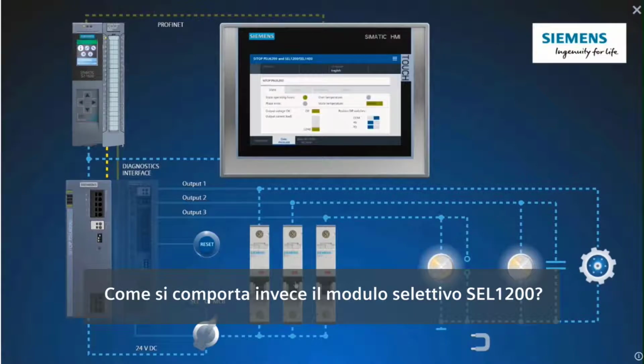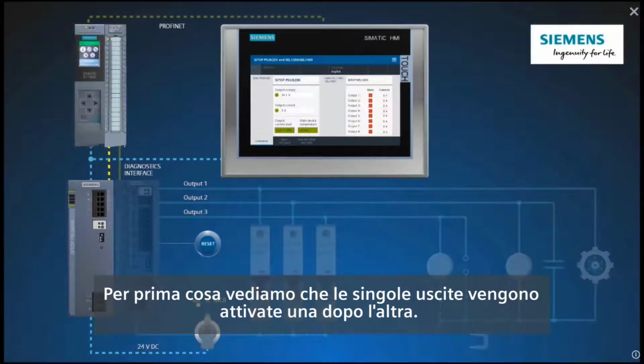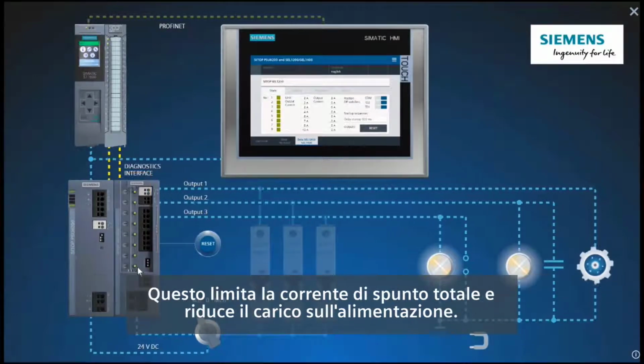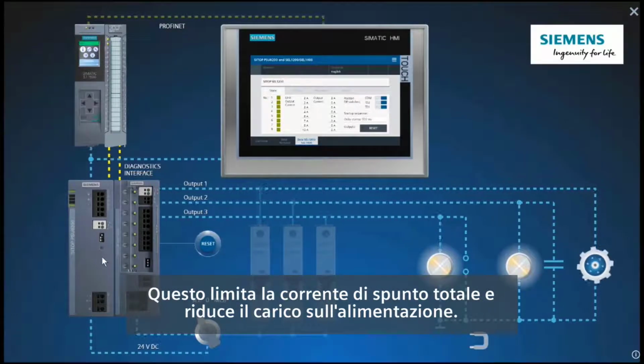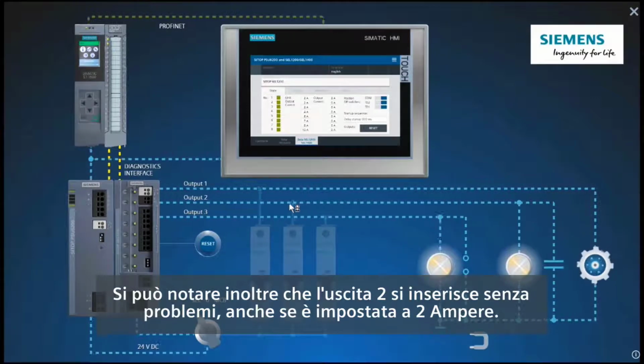How does the SEL1200 selectivity module behave, on the other hand? First, we see that the individual outputs are switched on consecutively, which limits the total inrush current and reduces the load on the power supply. And we see that output 2 has switched on without any problems, although it is also set to 2 amps.